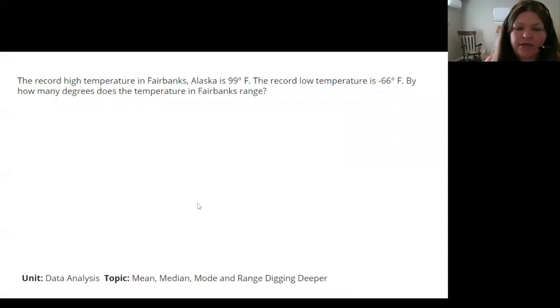So again, this is in the mean, median, mode, range lesson, but it's in that digging deeper lesson where I give tricks like I'm pretty sure the GED is going to do.